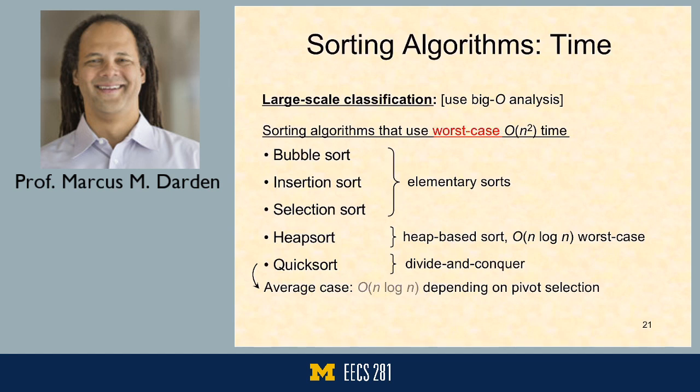All right, sorting algorithms in time. We used our large-scale classification, our big O analysis. We saw that our sorting algorithms that have worst case n squared time were bubble sort, insertion sort, and selection sort. Quicksort was also worst case n squared time. Average case, however, was n log n. Heap sort was our heap-based sort. That was n log n in the worst case.